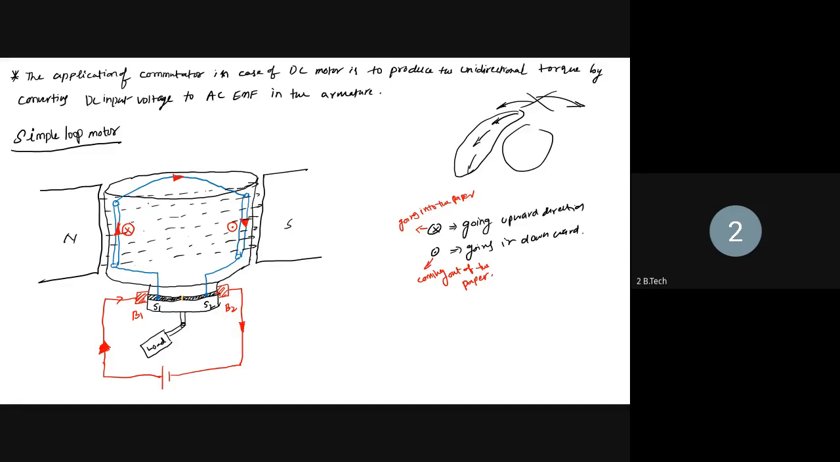so place your forefinger in the direction of flux from north pole to the south pole, and the middle finger will be showing in the inward direction, and the thumb denotes the direction of the conductor movement. Therefore, this conductor will move in the downward direction. Therefore, the blue color conductor will move in the downward direction, so that the force appearing on this conductor will be in this direction, downward. Downward force.